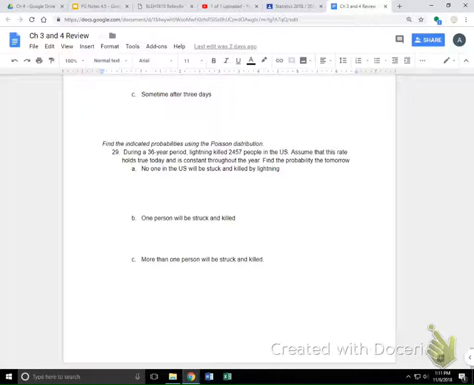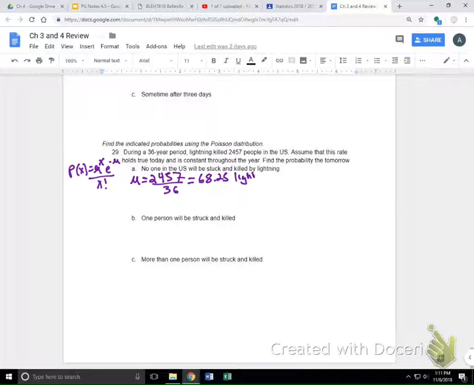Okay. Last but not least, this one is our Poisson distribution. So on my page, I wrote off to the side, P of x equals mu to the x, e to the negative mu, all over x factorial. So the first part is we have to find mu. So we know that 2,457 people are killed in 36 years. So if we're looking per year, we have 2,457 divided by 36 years, and that gets me 68.25 people per year.